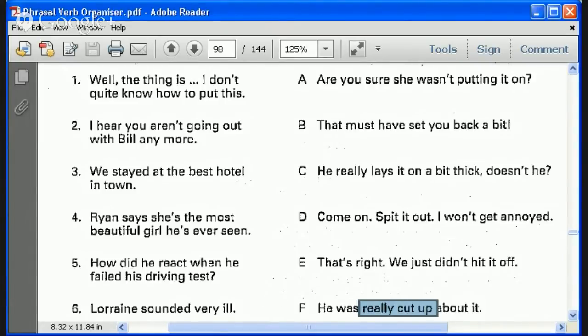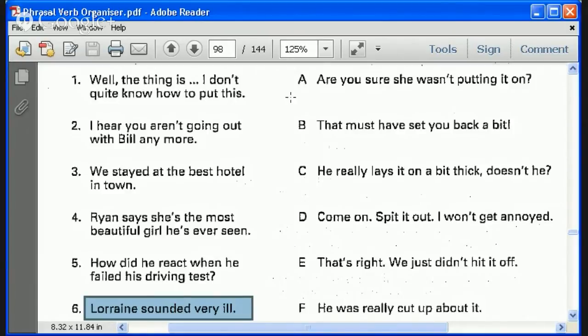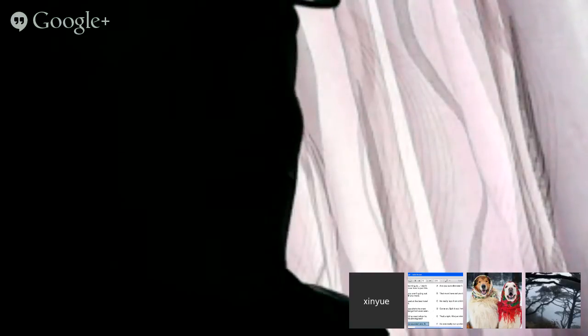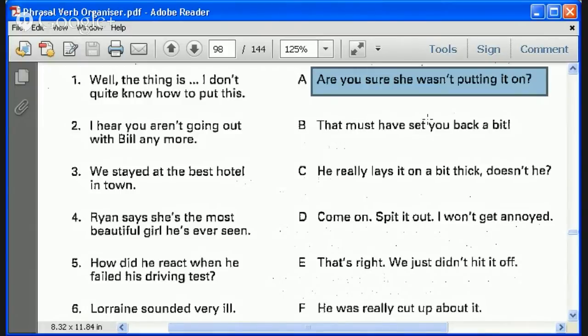Okay, last one here. I'm sure you can get this one. Lorraine sounded very ill. Hey, are you sure she wasn't putting it on? Yes. Okay, obviously, it's the only answer left.